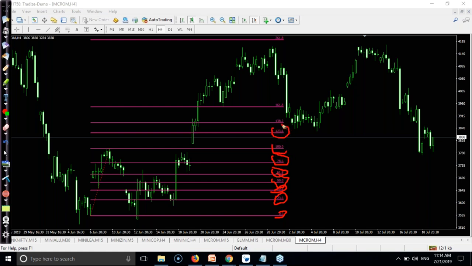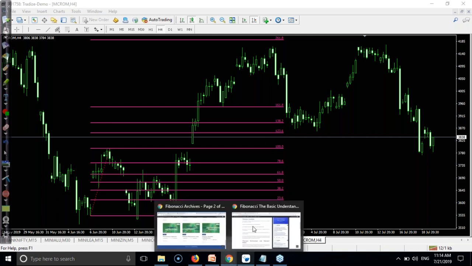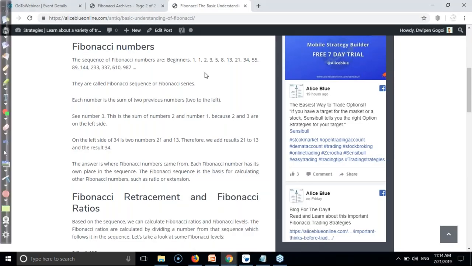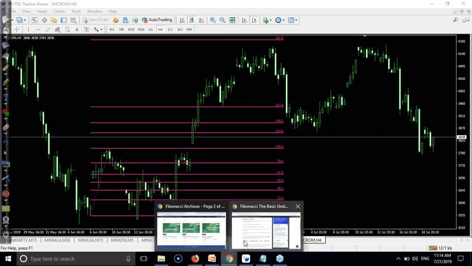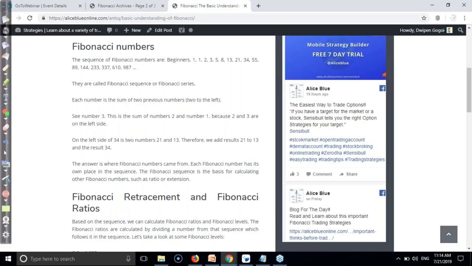How are these numbers getting? When we add these numbers, we never see that type of number, but this number and that number are totally different, right? Fibonacci number is coming at a point. Have you seen all are coming like 23.6, 38.2, like that? So how are we getting this number, right?